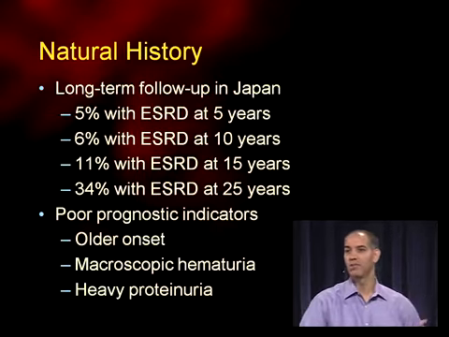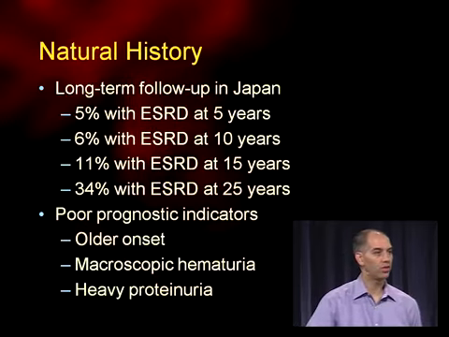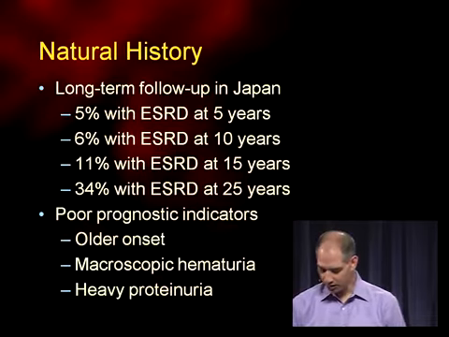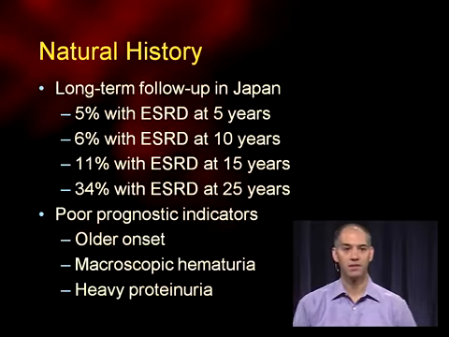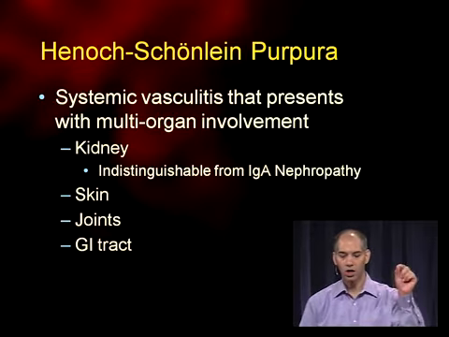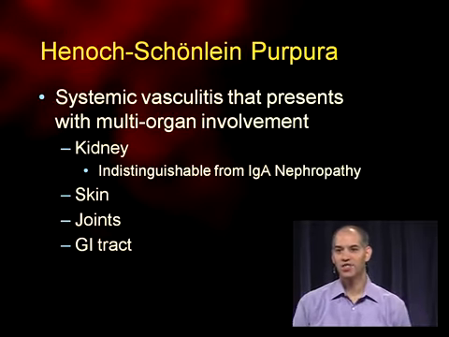Macroscopic hematuria: the more bouts of gross hematuria you have, the more likely you are going to progress. And those who have heavy proteinuria, generally more than 1 gram per day, is considered a bad prognostic sign. All right, Henoch-Schönlein purpura is a systemic vasculitis.